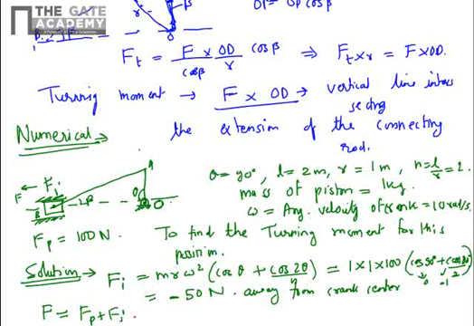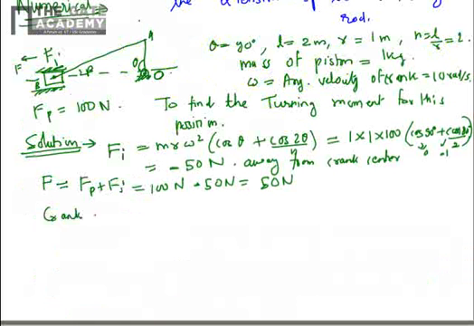Only two forces are there: Fp, that is 100 Newton, plus Fi, that is the inertial force, that is minus 50 Newton. So the net piston driving force is 50 Newton. So the next step is to calculate the turning moment. For turning moment, we need the crank effort. Crank effort is the tangential force at the piston.